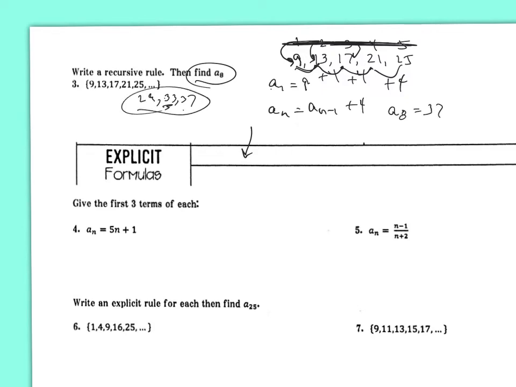So again, don't forget about moving forward. We're just going to fill in and just keep following the pattern. A recursive rule requires 2 things. It requires that you state the first term, and then how do you move on from there?